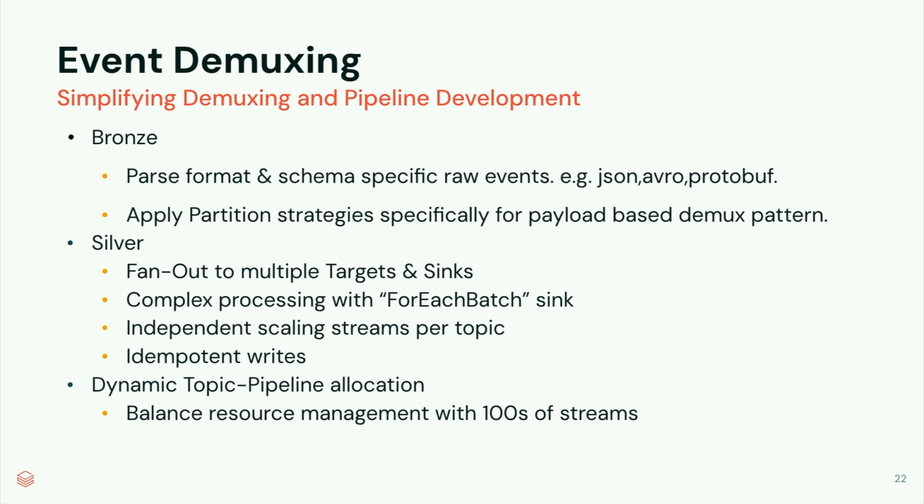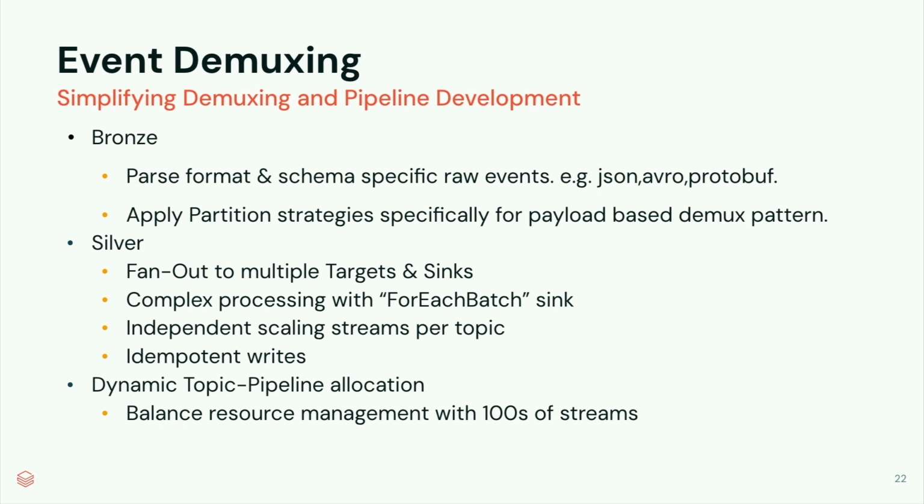Currently, we can run 25 streams concurrently, and this is a soft limit because it depends on how heavy your demux logic is and what the expected SLA and throughput are. Based on that, we can tune, but we recommend running 25 streams per pipeline.